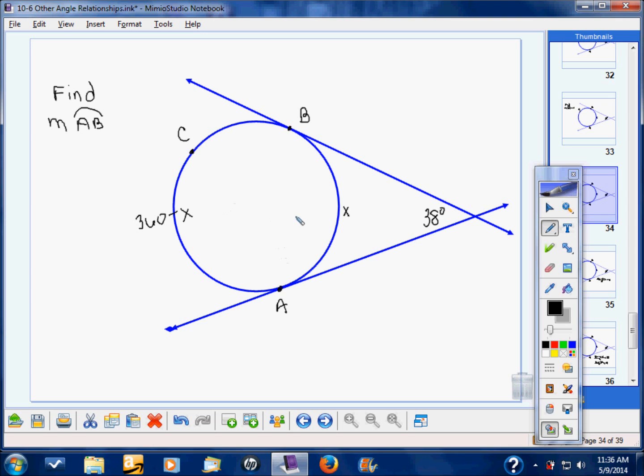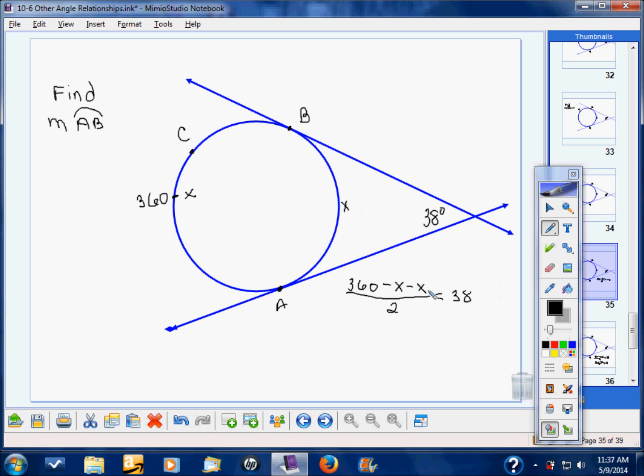Before, we took this piece minus this piece and divided by 2. We need to do that same thing. Antonia, what's it look like? 30 equals 360 minus x minus x over 2. Good. She said 360 minus x minus x, over 2, is 38. That's absolutely right.